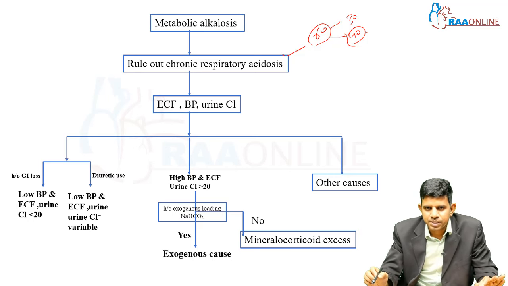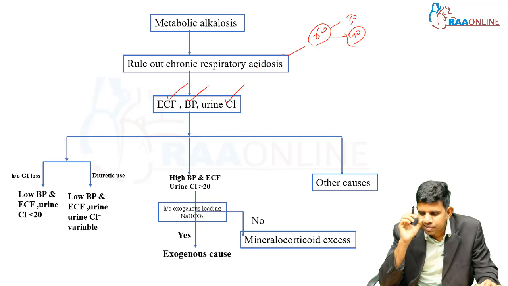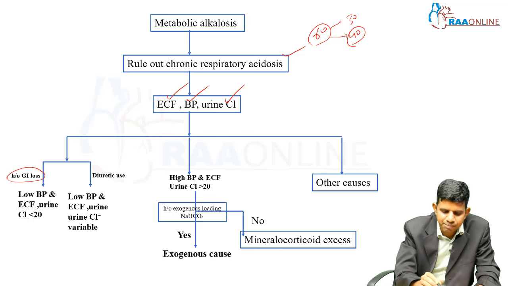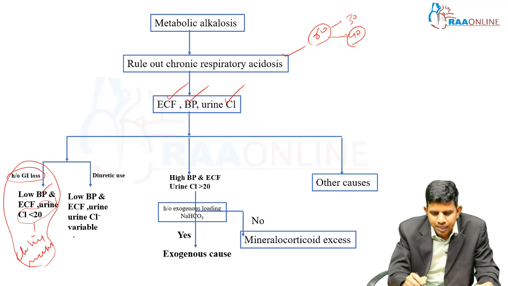Second, I have to check three parameters to narrow down my differential: the extracellular fluid volume, that is my volume status, blood pressure, and urine chloride. Sometimes vomiting itself, or RT aspiration, will give an idea about the history of GI losses. That patient has low BP, low ECF volume, and urine chloride less than 20. It is a chloride sensitive metabolic alkalosis, GI related. If there is a history of diuretic use, with low BP, low ECF or not, and urine chloride variable, that means it's a diuretic induced metabolic alkalosis.